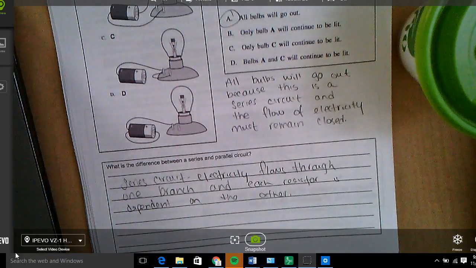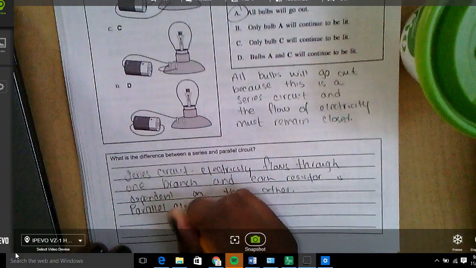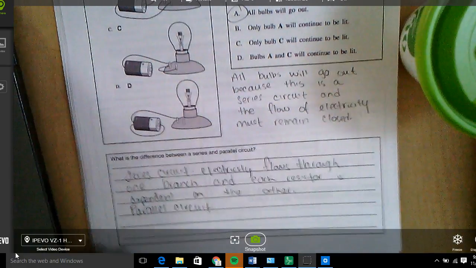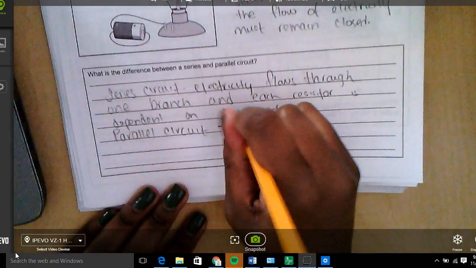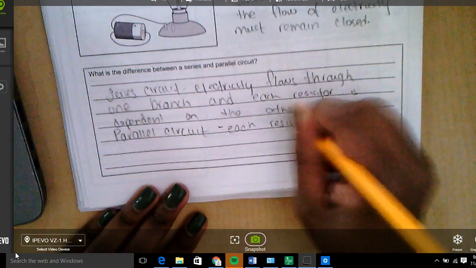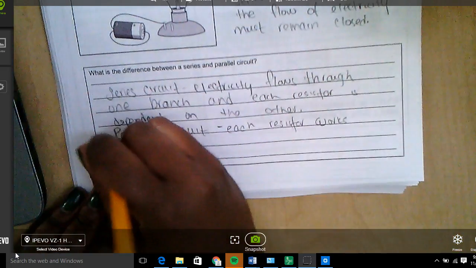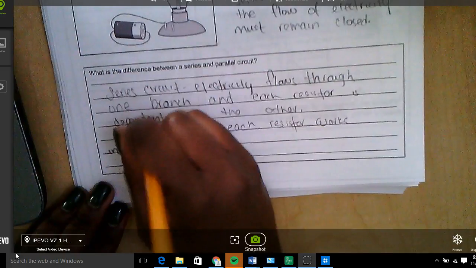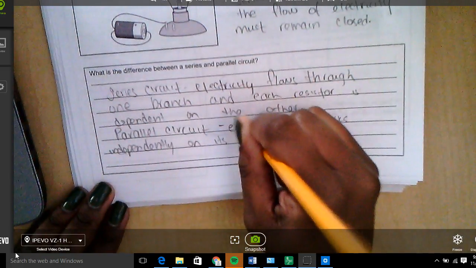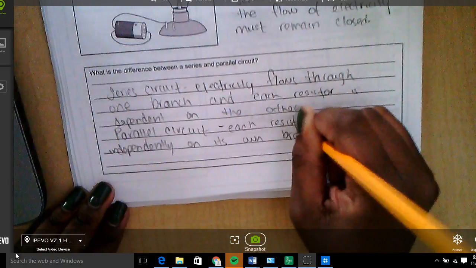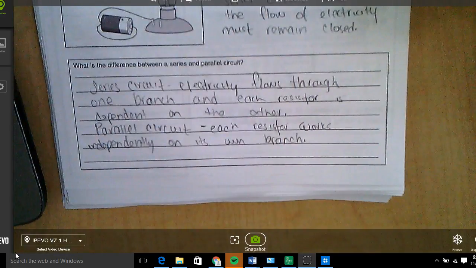In a parallel circuit, each resistor works independently on its own branch. Yes, I'll give it to you once I'm done.